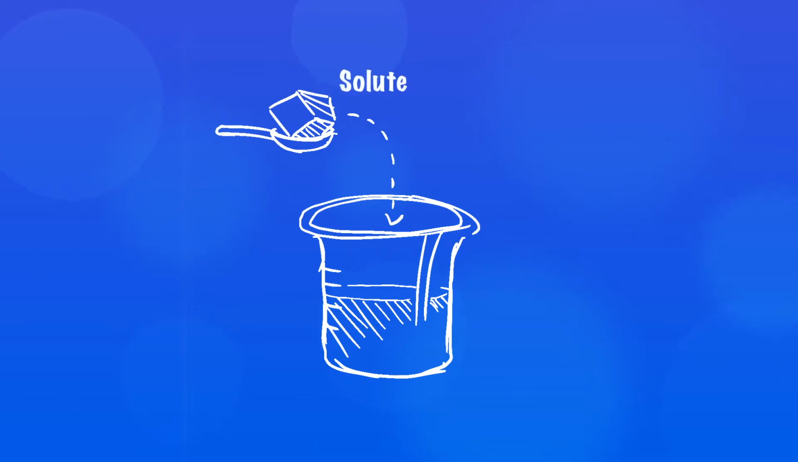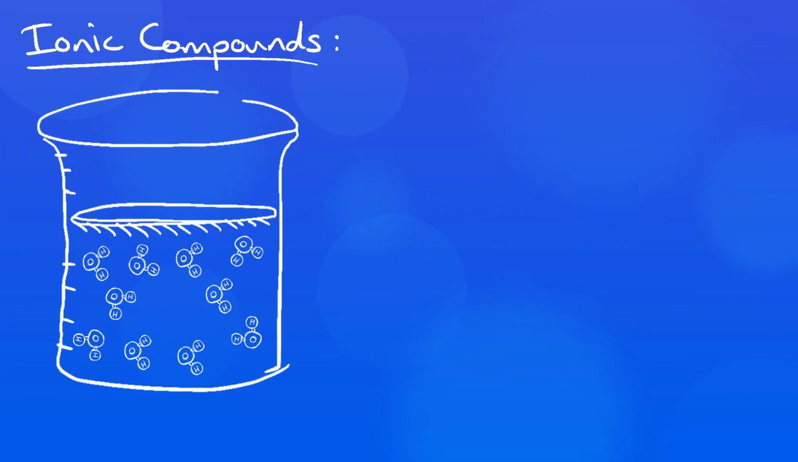Just one initial point of order, we're going to call the thing that is going to be dissolved the solute, and the thing that is doing the dissolving, and that'll be water in all of our cases here, the solvent. And we're always going to assume that we have more of the solvent than the solute, by definition. For the sake of going in chronological order, let's begin with ionic compounds as our solute in question.